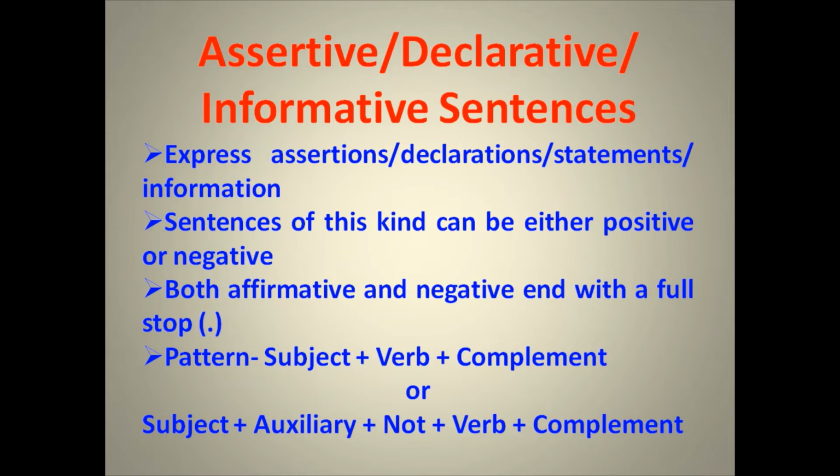Informative type of sentence. Sentences of this kind can be either positive or negative. Let's see an example. The mouse ran over the sleeping lion. It's a statement.